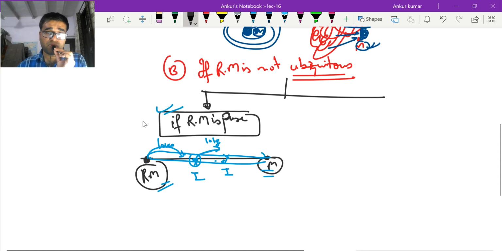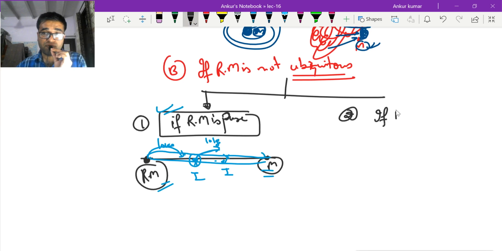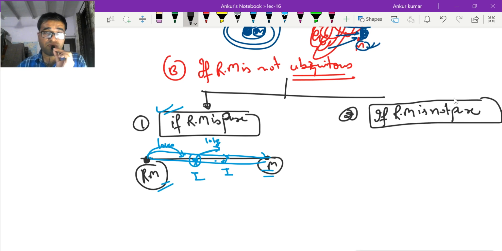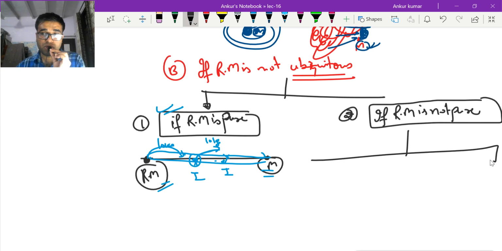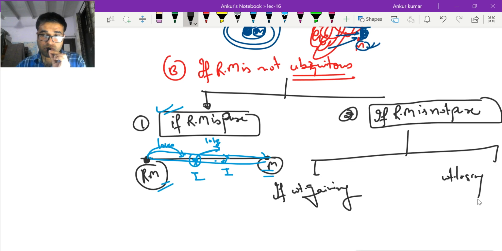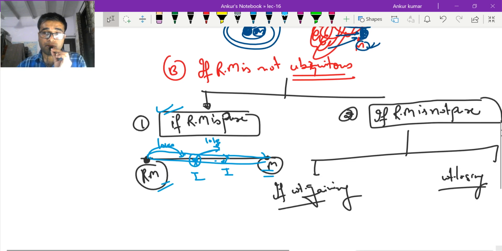Now comes the second. This is the first point, when the raw material is not ubiquitous. Now if the raw material is not pure, that means the raw material is either weight gaining or weight losing. In this case again we can make two cases. Now let me explain these two also.